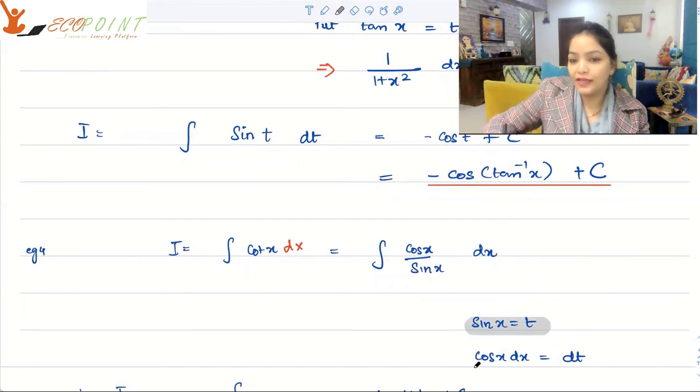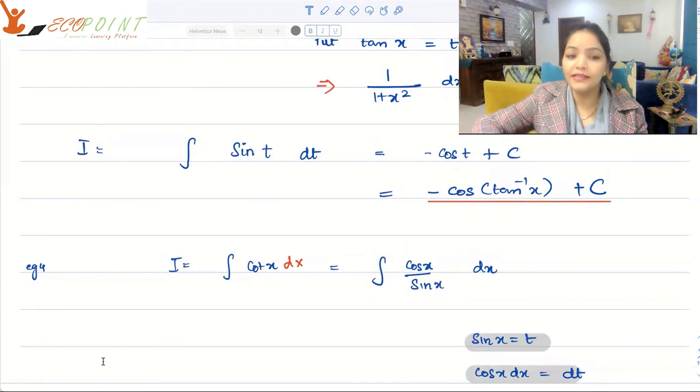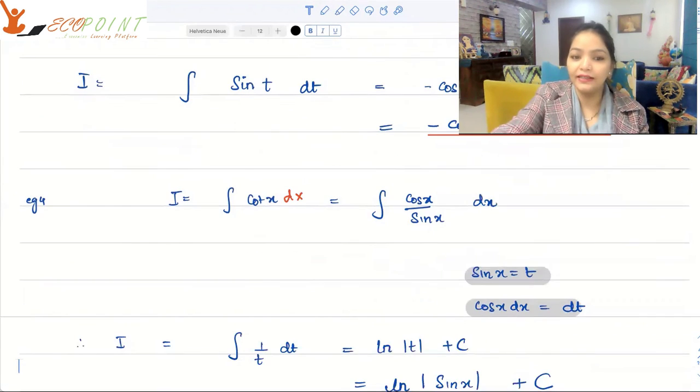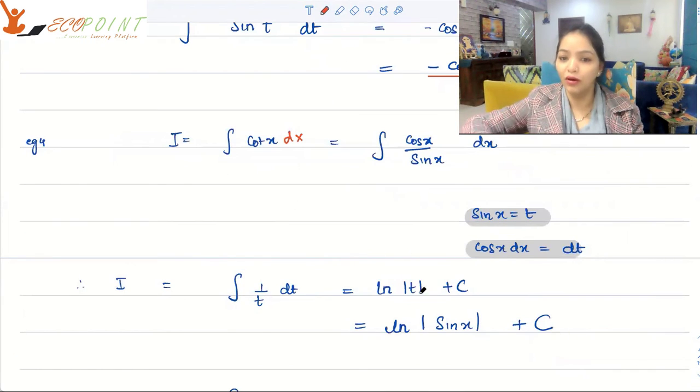Substituting sin x as t, cos x dx becomes dt. And hence you can easily substitute that. 1 upon t dt is what you have to actually integrate. That makes it log of mod t plus c, or in other words, log mod sine x plus c.